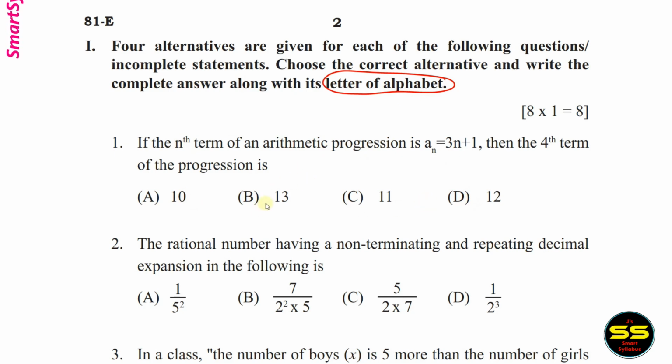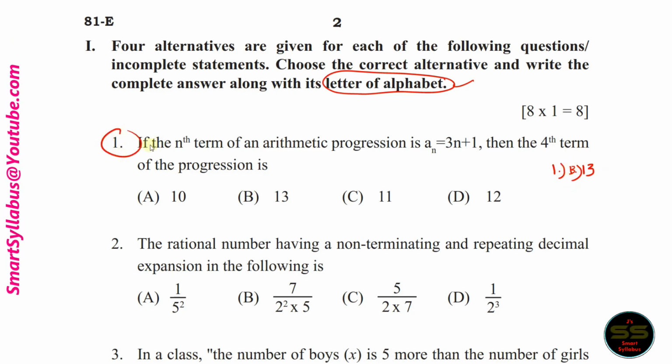For example, 13 is the correct answer. Then many students usually write question number 1 and 13. Students, this is not the best way to represent your paper. What the board expects from you is to write the answer along with the alphabet. As you can see, 13 is option B. It means you have to write the answer even with the option letter. This is the best way you can write. Clear? Okay, let's begin with the first question now.